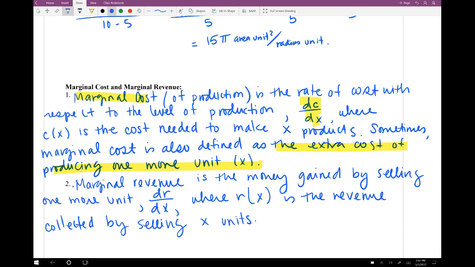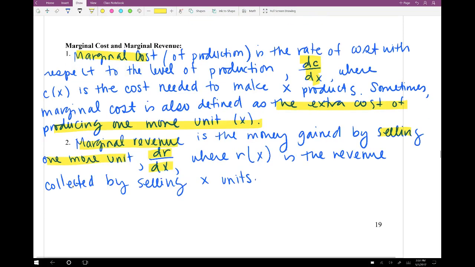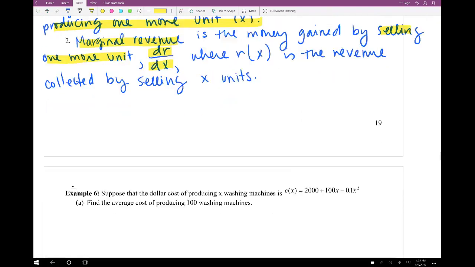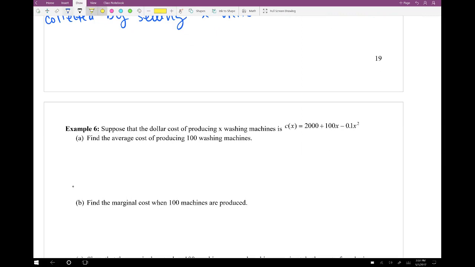So very similar as we stated before, marginal revenue is the money gained by selling one more unit, which is dr over dx, okay? Marginal cost is the cost for producing one more unit. So, or we can do dc over dx to find the cost of producing one more unit, okay? Let's go to example 6. And again, if I'm writing too fast, one of the best things about video notes is that you can pause me anytime you want, right?